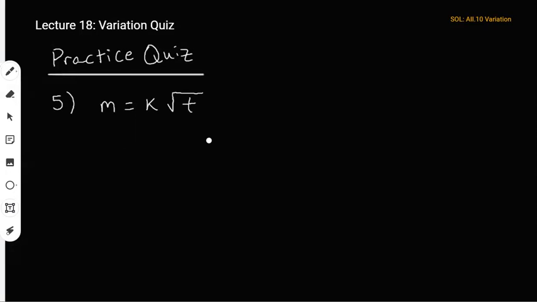And then it tells us two numbers. It tells us that m is 40. So m is going to be 40. We don't know what k is yet, so I'm going to leave that as k. And then it tells us that t is 64. So under the square root, I'm going to have 64.